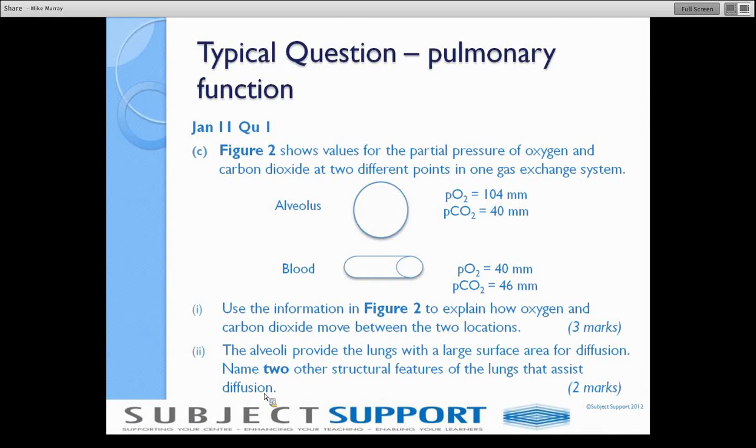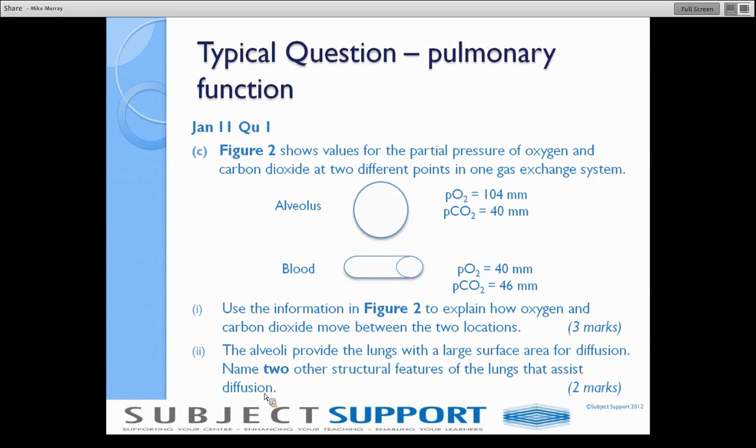We've got figures that show, or some scientists trying to show, a diagram of an alveolus and blood. It gives us values for the partial pressure. P stands for partial pressure of oxygen in the alveolus as compared to the partial pressure of oxygen in the blood. Same for carbon dioxide, comparison between alveolar partial pressure and blood partial pressure. And it says use the information to explain how oxygen and carbon dioxide move between alveolus and blood. And then talks about the large surface area for diffusion that occurs in alveoli. Name 2 other features of the lungs that assist diffusion. So these sort of questions are quite common.